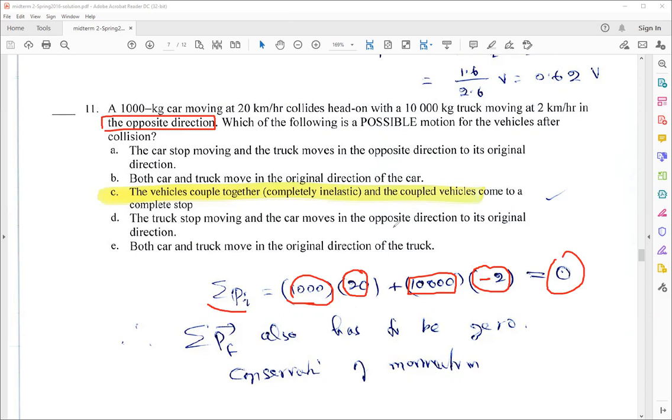So if the net is equal to 0, that means if it's perfectly inelastic, the vehicles will lock together, couple, and come to a complete stop. So that's what will happen in this case.